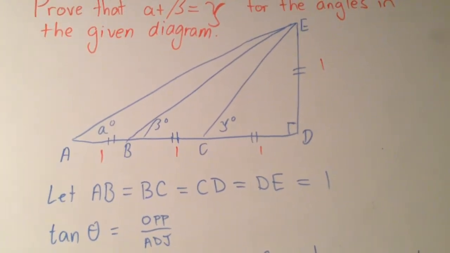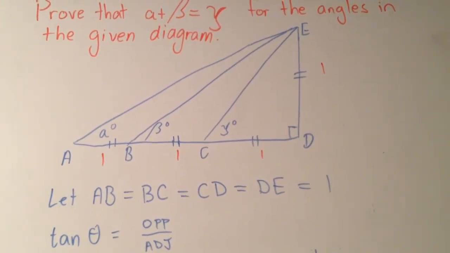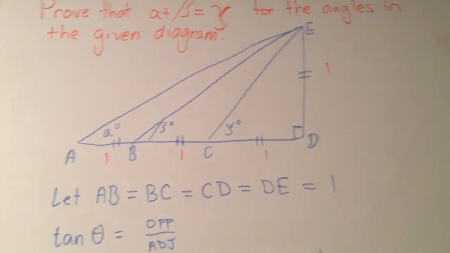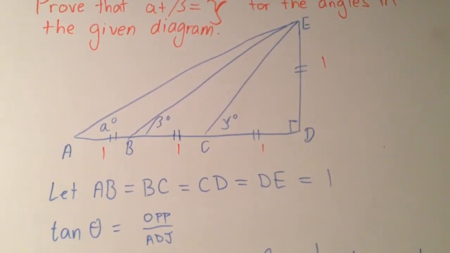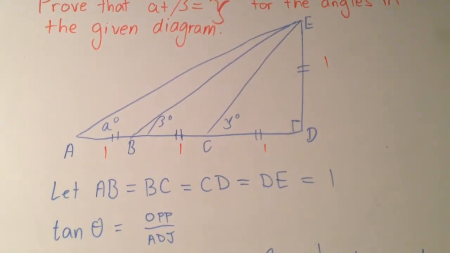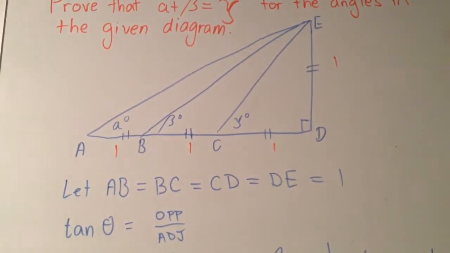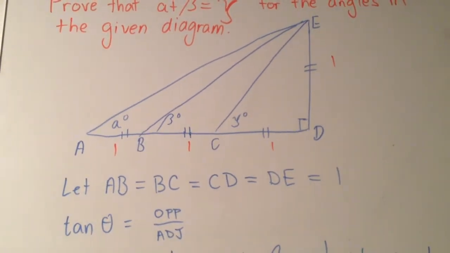So the very first thing we're going to do in this situation is we're going to let AB, which we know is some length, denoted by the two dashes there, equal BC, some other length, which is also the same length, and CD and DE all equal 1. So they're going to be 1 unit in length, all of them.